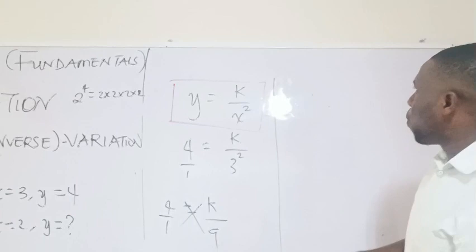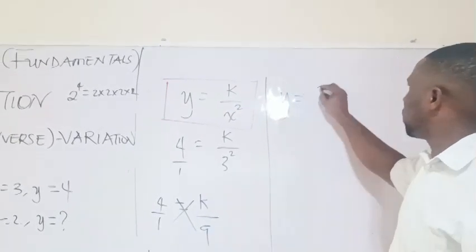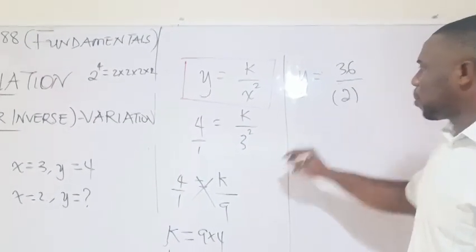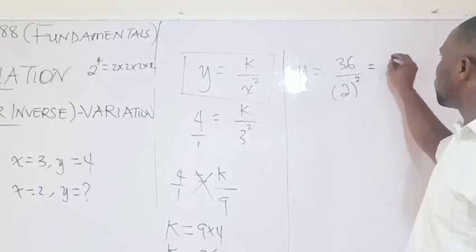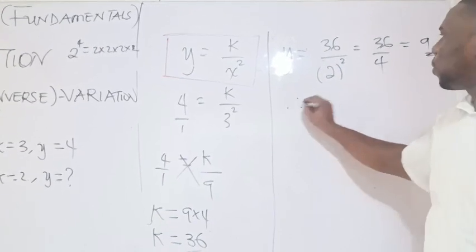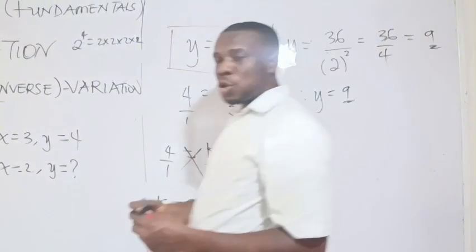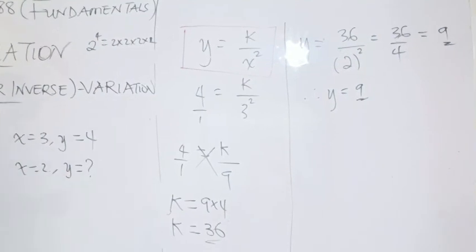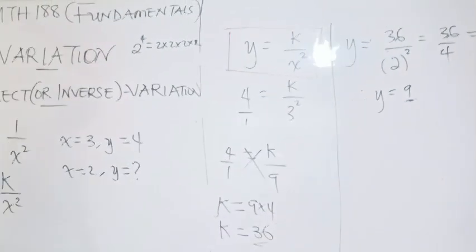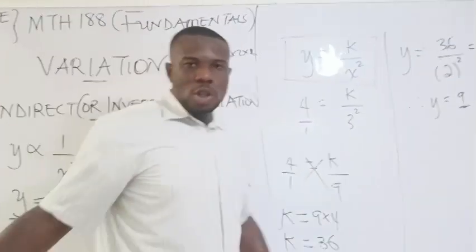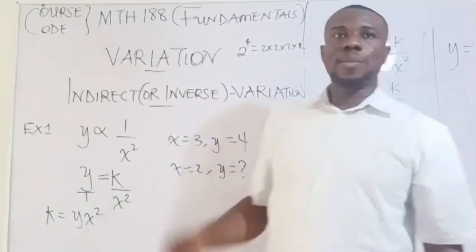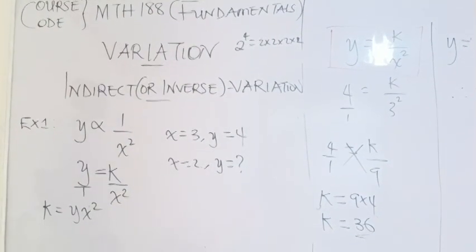So y is equal to k, which is 36, over x, which here is 2, and of course it's 2 raised to power 2. This becomes 36 over 4, and of course the answer is 9. So therefore, y is equal to 9. You may beam this for a while, and I'll go ahead and solve other examples in indirect or inverse variation.